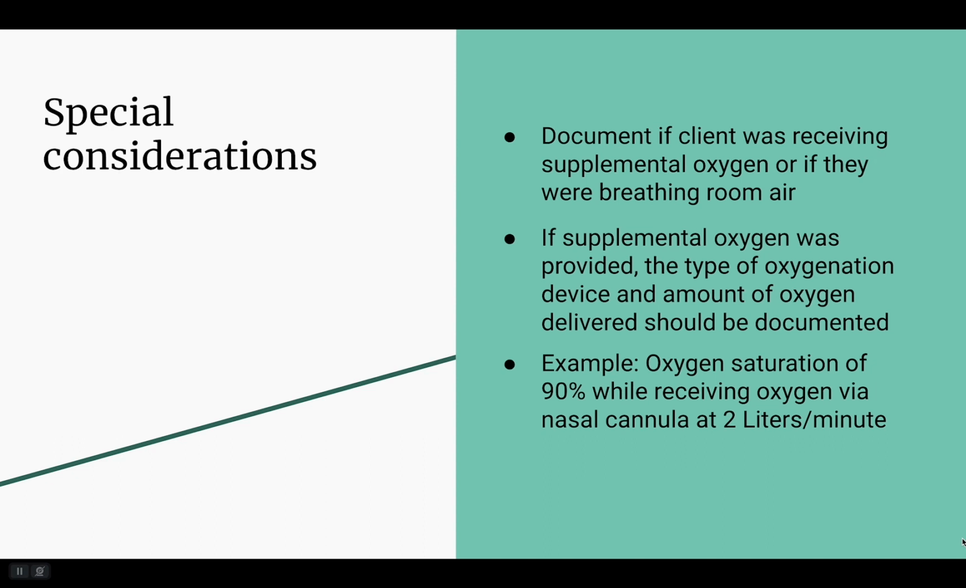When documenting a client's oxygen saturation level, it is vital to document if the client was receiving supplemental oxygen or if the reading was taken while they were breathing room air. If supplemental oxygen was being provided, the type of oxygenation device and the amount of oxygen being delivered should also be documented, e.g., oxygen saturation of 90% while receiving oxygen via nasal cannula at 2 liters per minute.